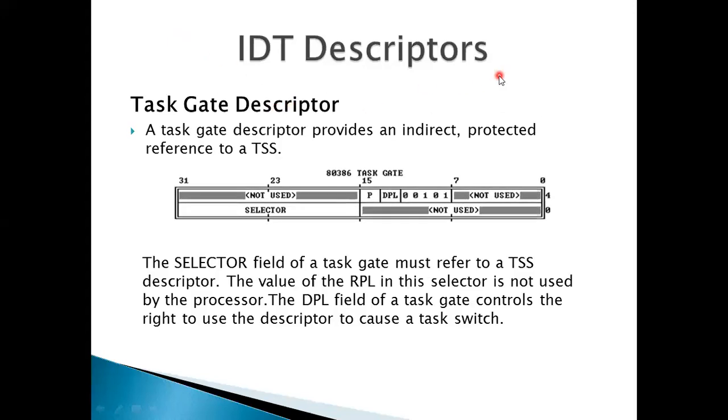Now, related to the task gate descriptor. When we have a task gate descriptor, it provides an indirect, protected reference to the TSS, right? Why do we say protected? Because generally it maintains appropriate privilege, and only then are we supposed to get access to it.